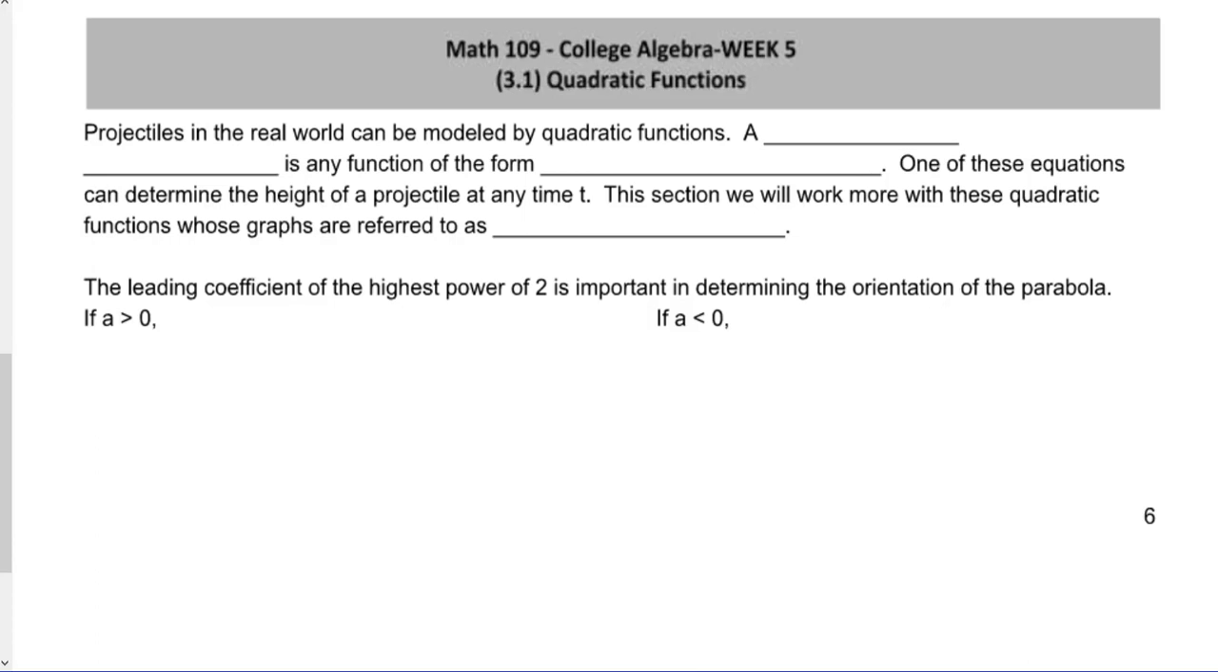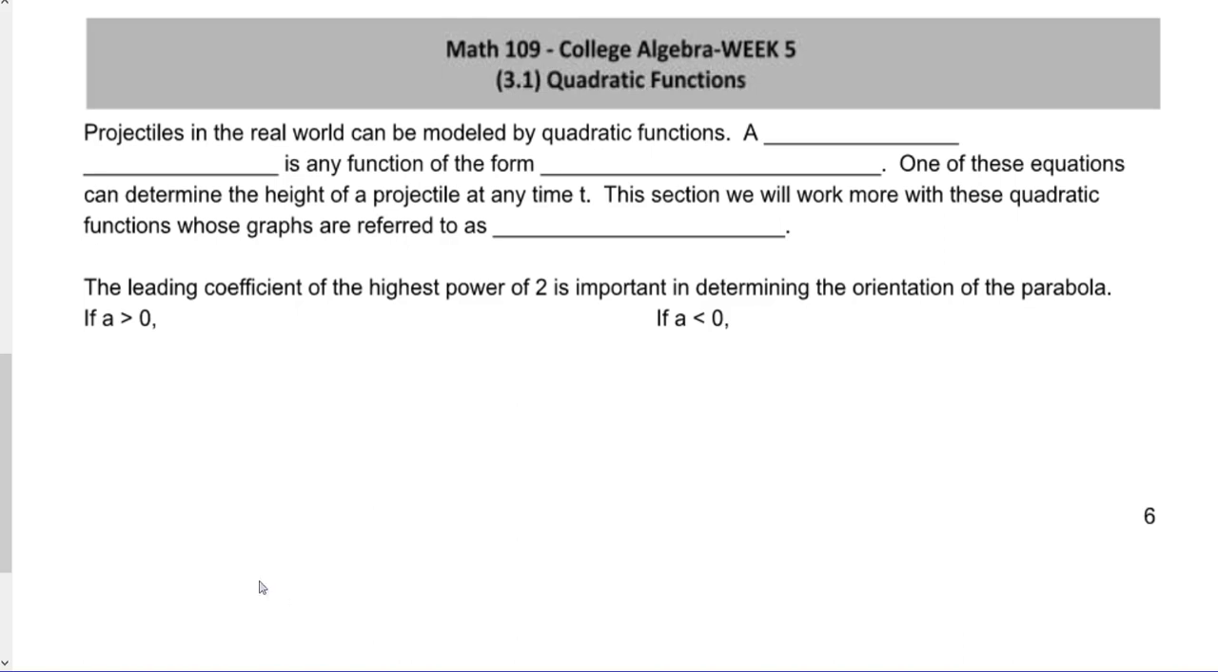All right, we are going to be starting chapter 3 in this section on quadratic functions. And I will tell you that there is quite a bit going on in this section, so you really want to make sure that you focus on learning these aspects. So, quadratic functions, if you recall, are those ones that have a power of 2.